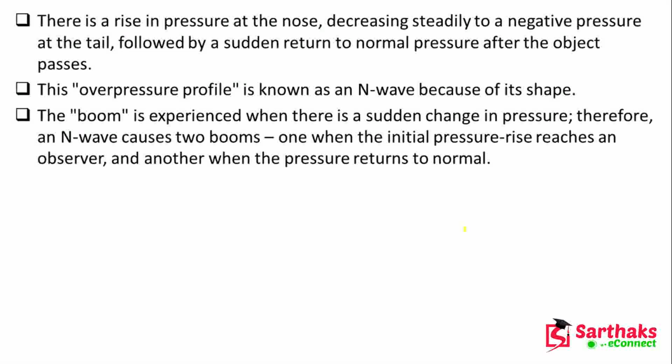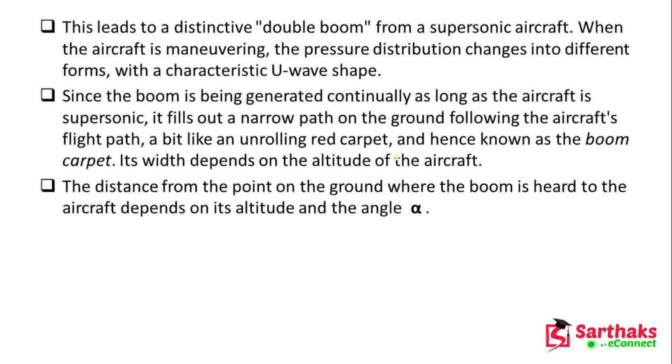Okay. So there is a rise in pressure at the nose, decreasing steadily to a negative pressure at the tail, followed by a sudden return to normal pressure. This overpressure profile is known as an N wave because of its shape. The boom is experienced when there is a sudden change in pressure. Therefore, the N wave causes two booms: one when the initial pressure rise reaches an observer, and another when the pressure returns to normal. So the sonic boom creates two waves.